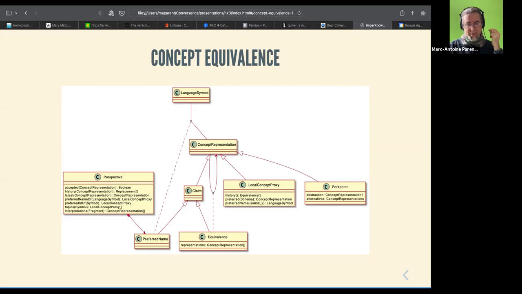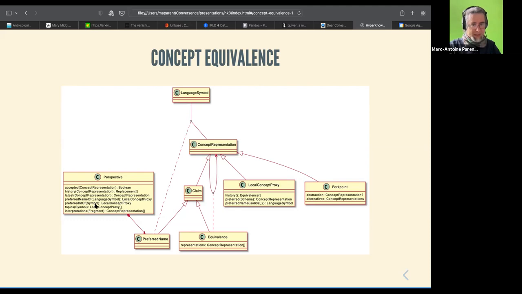And the preferred representation would be basically the replacement representation, but a non-binding, non-distinct replacement representation. So we can ask, given a preferred name, what is the local concept proxy for that one? Or given a preferred concept representation, what is the latest one? And maybe I could also get, I should have added a function to get the local concept proxy from a concept representation.